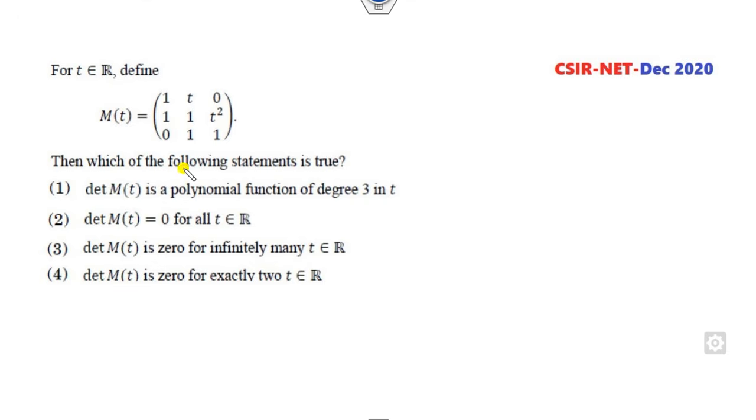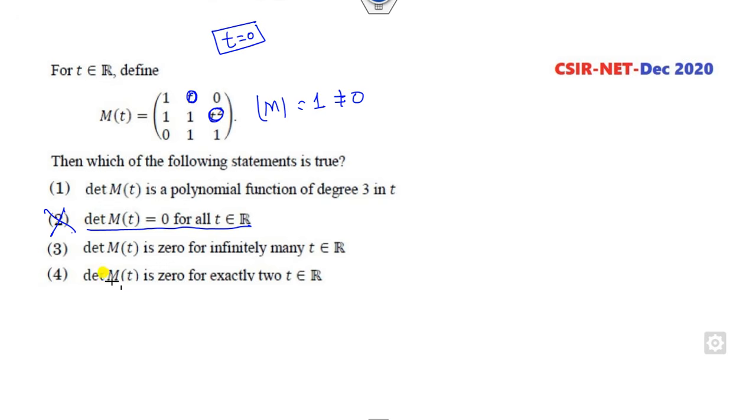Okay, next one: which of the following statements is true? All of them involve the determinant. Look at this option: this is 0 for all t belonging to R. If I simply take t as 0 for the easiest calculation, this value will be 0, this value will be 0. What is the determinant of this? It's a triangular matrix. It's 1, which is non-zero. So this option cancels out.